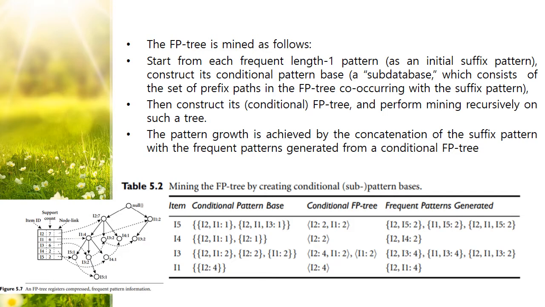First we will generate frequent 1 sets like Apriori. Then we will construct a conditional pattern base, known as a sub-database, which consists of the set of prefix paths in the FP tree co-occurring with the suffix pattern. We will understand by considering the example. Just listen to what the steps involved are. Then construct its conditional FP tree, then perform mining recursively on such a tree.